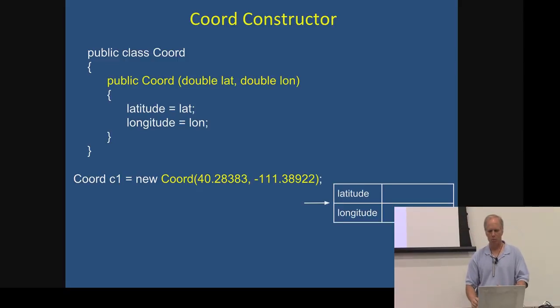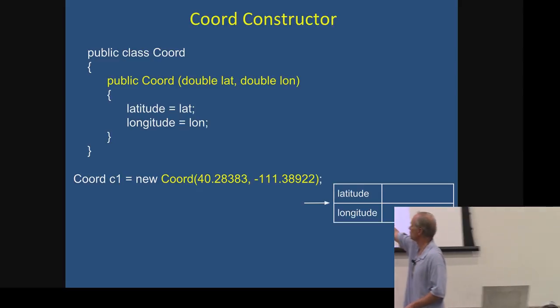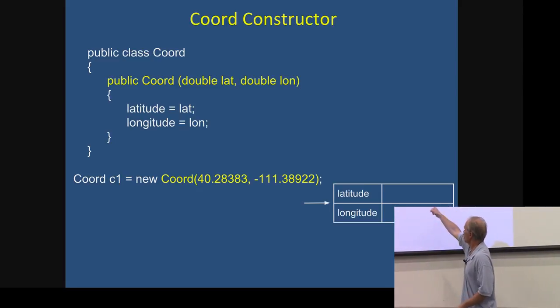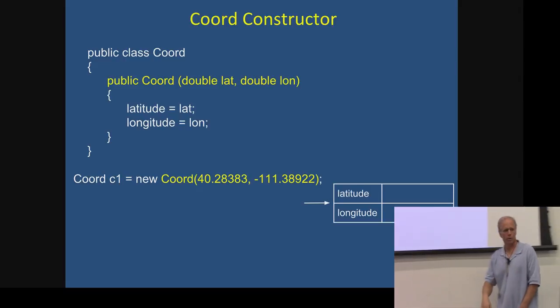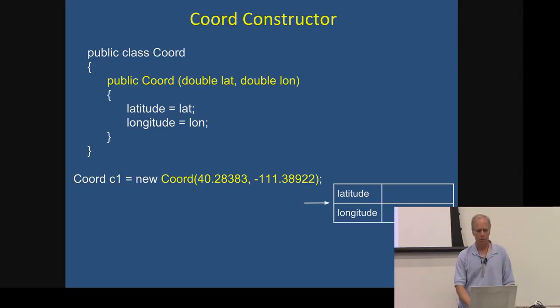It says, okay, when the constructor is called, it'll have a reference to this structure here. So it'll just say, okay, first thing I should do is take my parameter lat and store it in the latitude spot in the object. And then it executes the next line of code, which takes this parameter and stores its value into the longitude slot of the object. And that's what a constructor does. This constructor is just filling out the object.